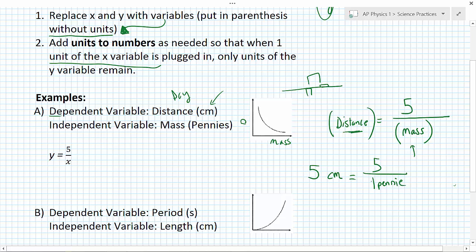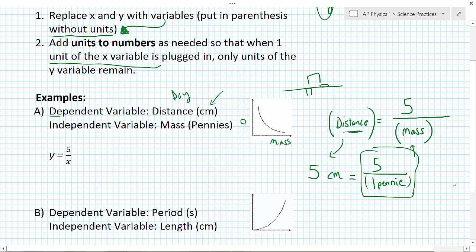So when I plug in 1 penny, that's all I did here, I'm going to get a value. I need a distance as measured in centimeters. So I look at the unit, I look at my number 5, and I notice that right now, if I don't add any units anywhere, the unit I'm going to get out of this function is 5 over pennies. But I don't want 5 over pennies. I want a unit of centimeters.